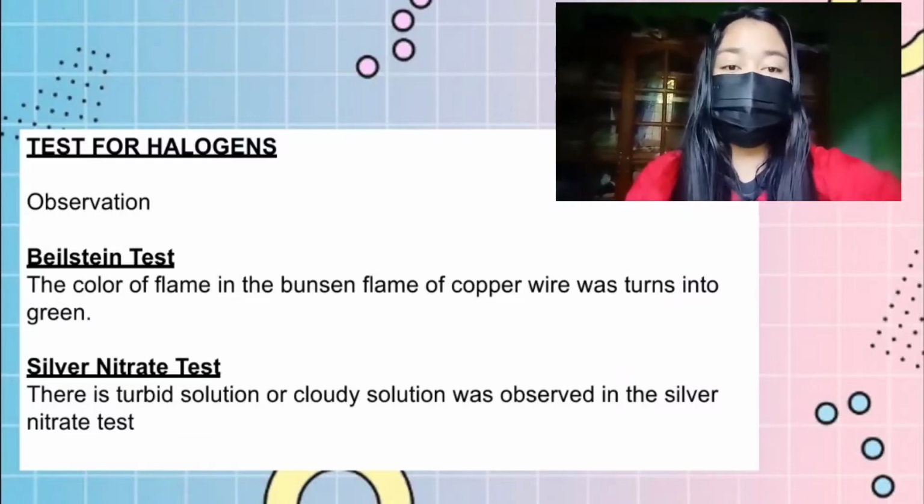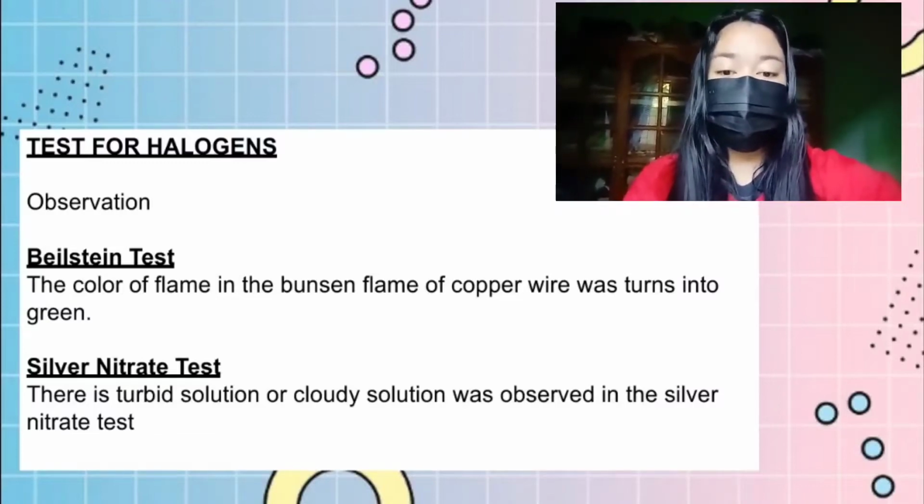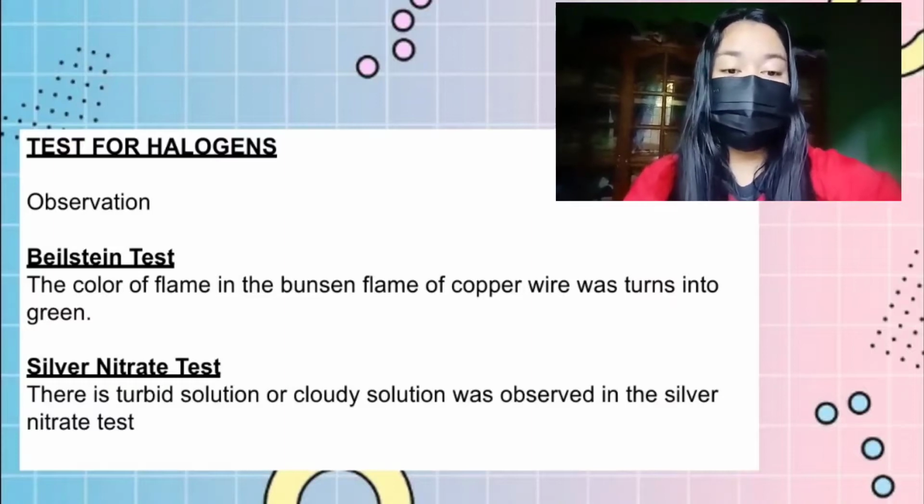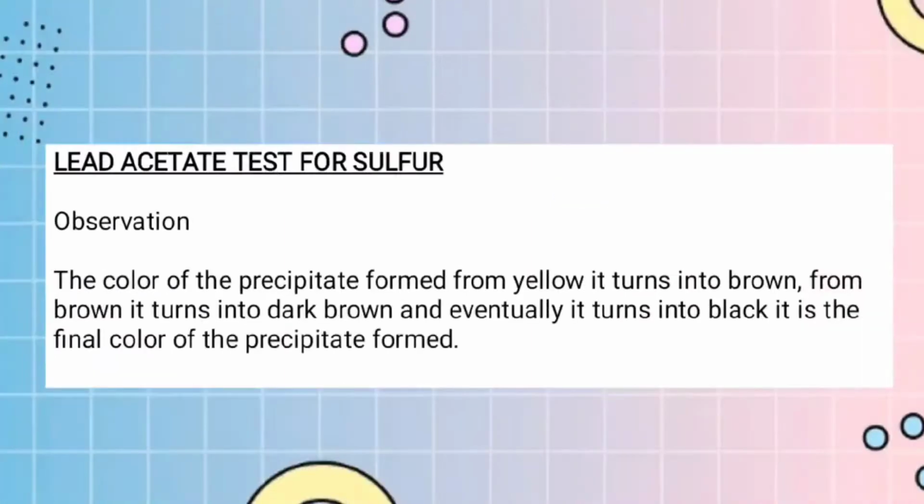Then the silver nitrate test. A turbid or cloudy solution was observed in the silver nitrate test. Lead acetate test for sulfur. Observation: the color of the precipitate formed goes from yellow to brown, from brown to dark brown, and eventually it turns black. It is the final color of the precipitate formed.